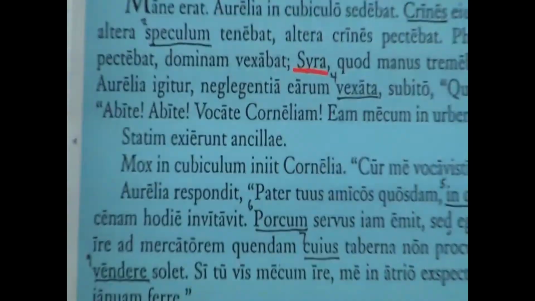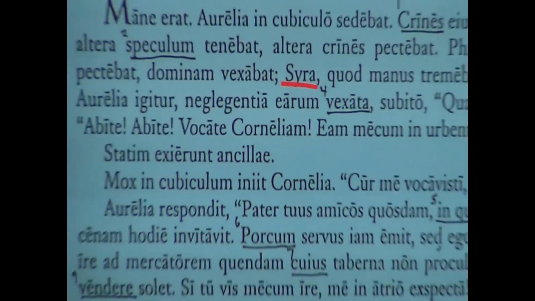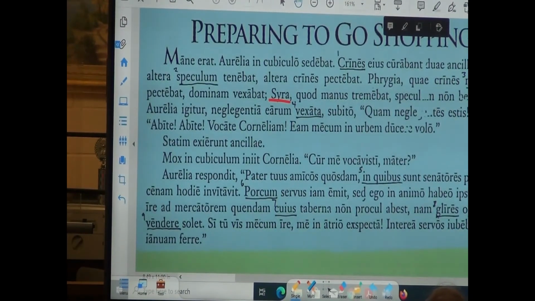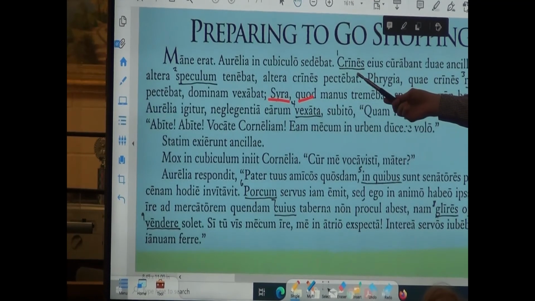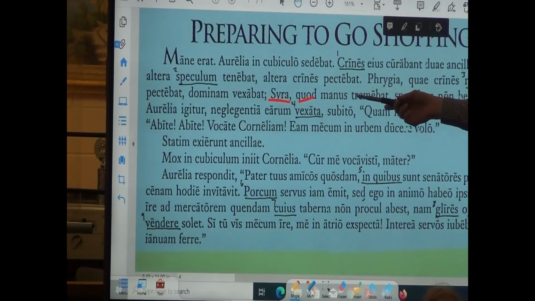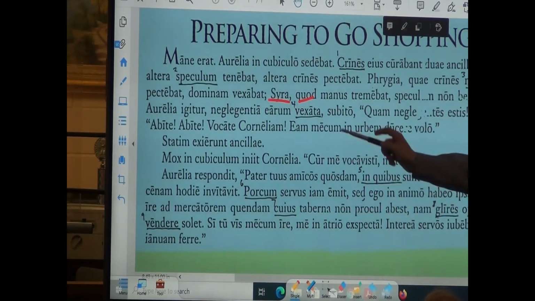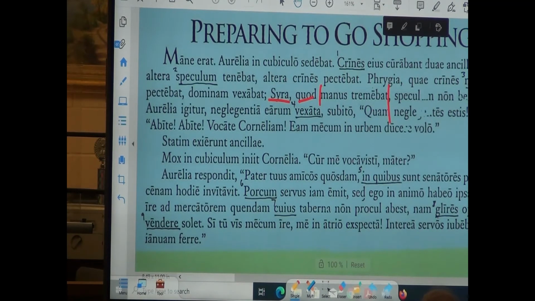What's the gender of manus? Feminine. Feminine singular, neuter singular. So that's how we know quod in this sentence is definitely not a relative. Also, the hand was trembling. That makes sense. That's a sentence. It can stand on its own. That's like beginning Latin. That was something you can learn with that.